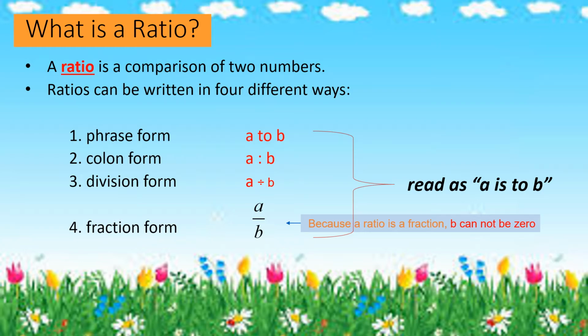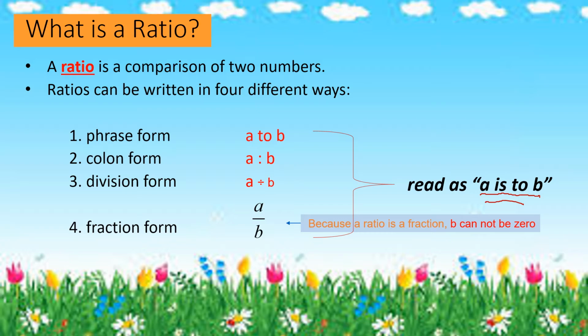What is a ratio? A ratio is a comparison of two numbers. Ratios can be written in four different ways. It can be written in phrase form, column form, division form, and fraction form. These are all read as A is to B.